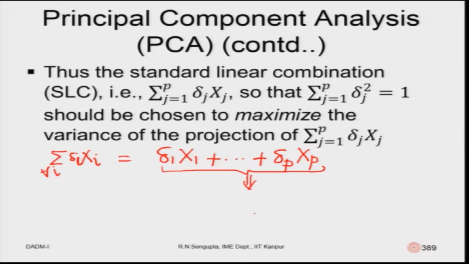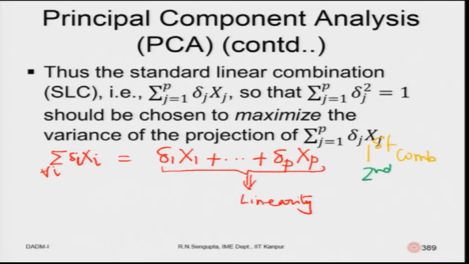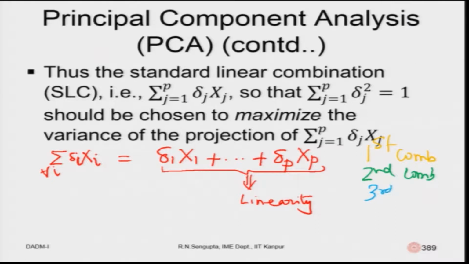So this is linear, so linearity would be maintained. Number 1, the first stage, the first combination: these are the combinations I am giving, meaning which combinations of lambda 1 to lambda p I am considering. The second combination, again, we will consider some other set of lambda 1 to lambda p. The third combination, the fourth one.